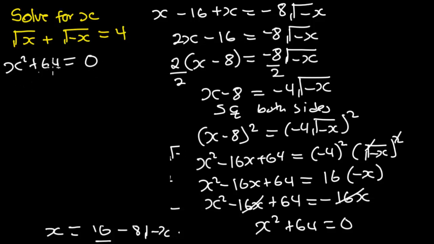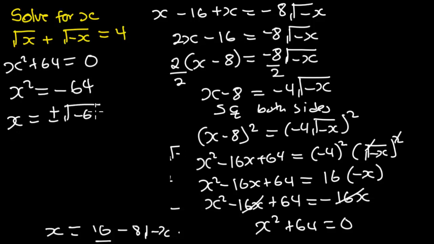Now from here, we are going to transpose 64 to the right hand side. So we are going to have x squared is equal to minus 64. So at this point, you want to make x the subject. So you are going to take the square root of both sides. And so we are going to have x equal to plus or minus the square root of minus 64. And from here we are going to have plus or minus square root of -1 times square root of 64, which gives plus or minus: square root of 64 is 8, then square root of -1 gives an i, which is complex, and so x is equal to plus or minus 8i.